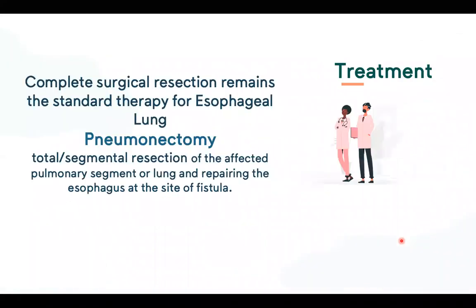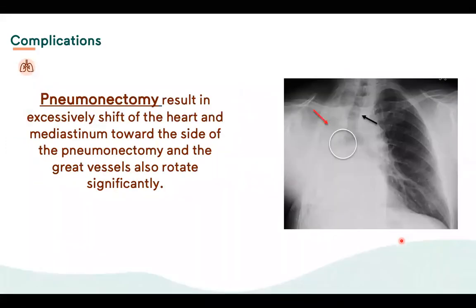The treatment approach used to repair esophageal lung is complete surgical resection, either total or segmental resection of the affected pulmonary segment or lung, which is pneumonectomy. But what causes complications after the surgical treatment is that pneumonectomy results in excessive shift of the heart and mediastinum toward the side of the pneumonectomy, and the great vessels also rotate.